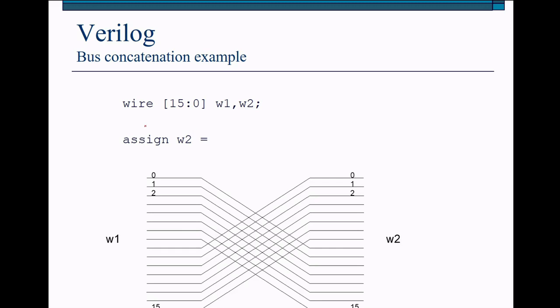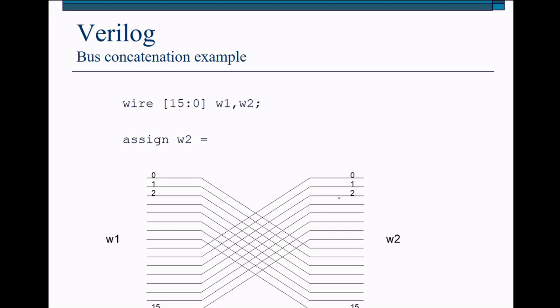Following is a good example to illustrate how useful bus concatenation is. W1 and W2 are two 16-bit vectors, both of type wire. We want to make the following connection between the two wires, whereby we drive values onto W2, and we can do that using this assign statement. Our objective is to determine what expression to use on the right hand side of the assignment.